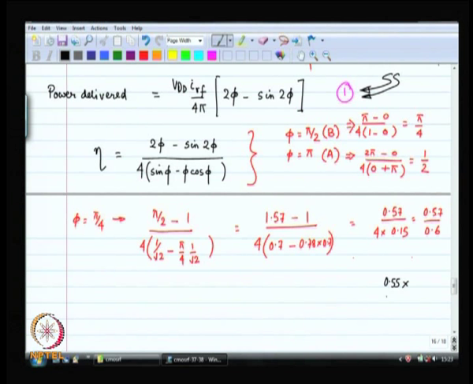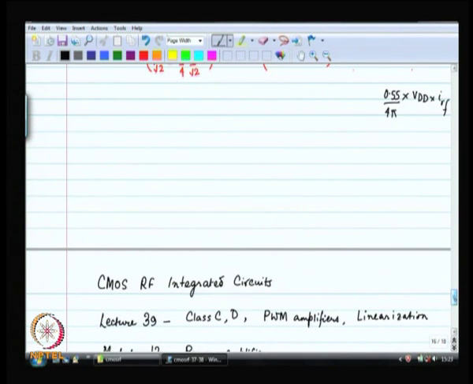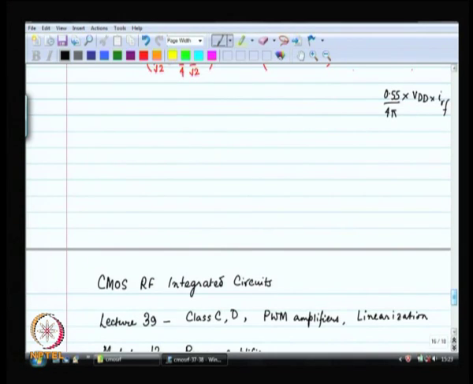times 0.55 by 4 pi times VDD times IRF, right. 0.55 by 4 pi, factor of 4 pi is something like 12. So, you have got almost 1/24th of VDD times IRF. So, the amount of power that you are delivering finally at the end of the day is also going down. So, this is the unfortunate part of the story. So, there is only so much power you can deliver.